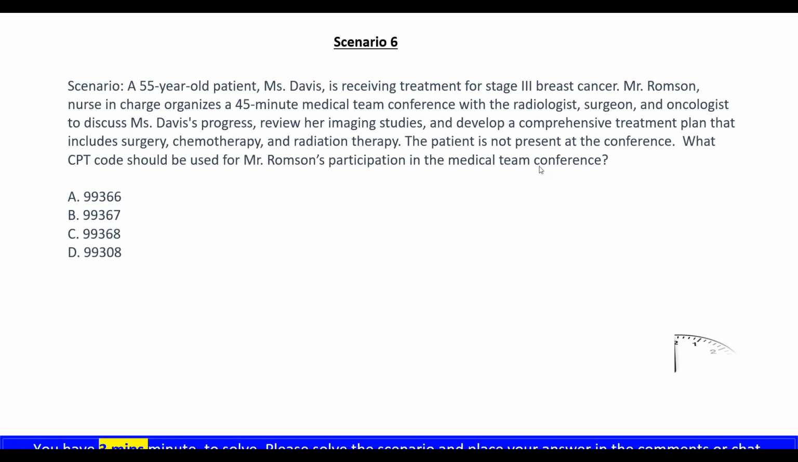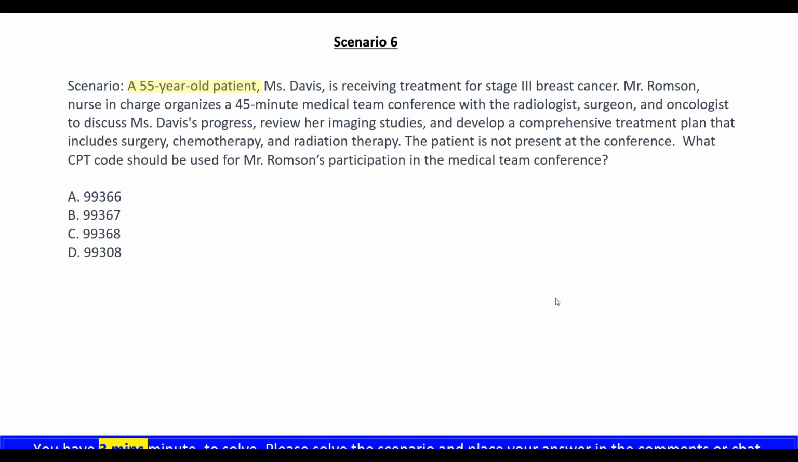Okay, coders, I think that's more than 3 minutes. And yes, I wanted you all to get some extra time to look at this scenario forensically. So let's solve this one.